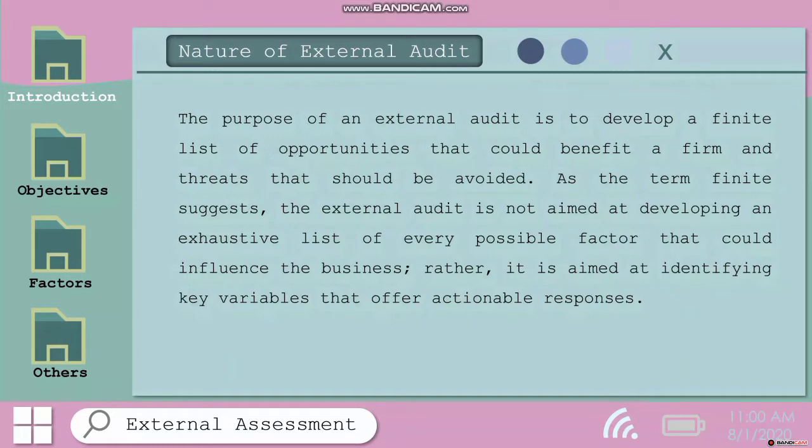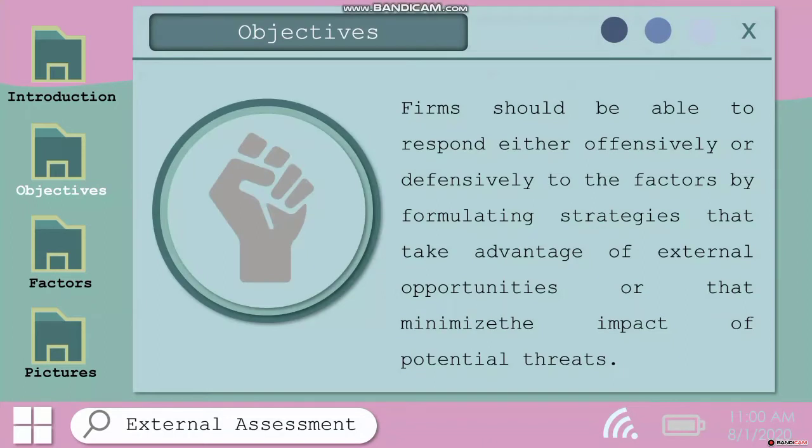As the term finite suggests, the external audit is not aimed at developing an exhaustive list of every possible factor that could influence the business. Rather, it is aimed at identifying key variables that offer actionable responses. Firms should be able to respond either offensively or defensively to the factors by formulating strategies that take advantage of external opportunities or that minimize the impact of potential threats.